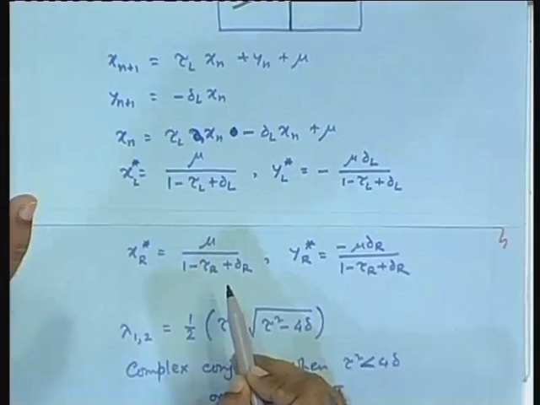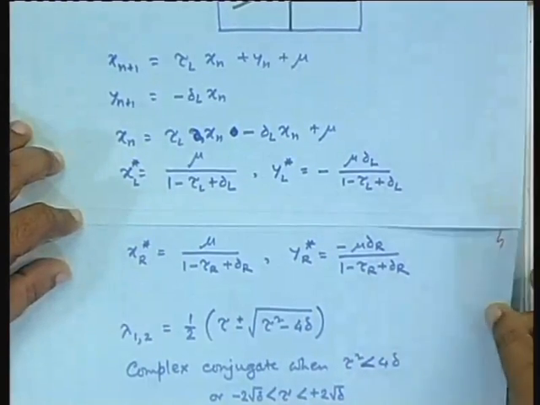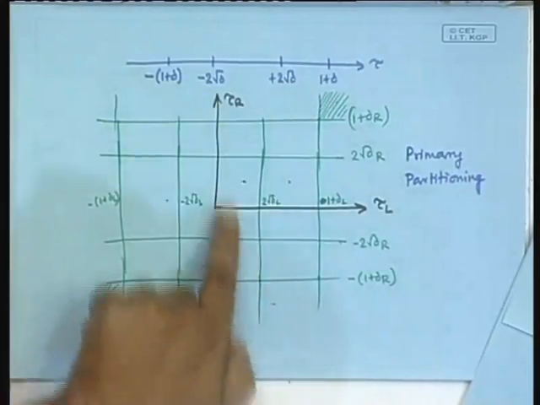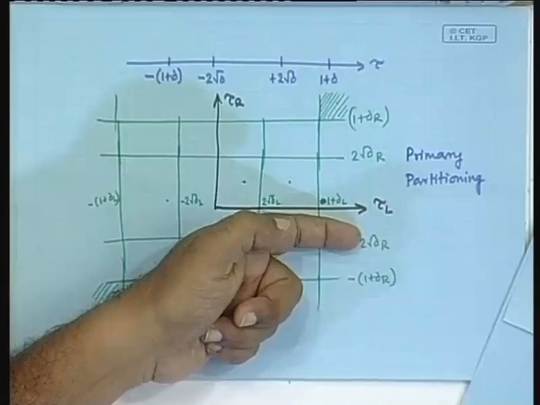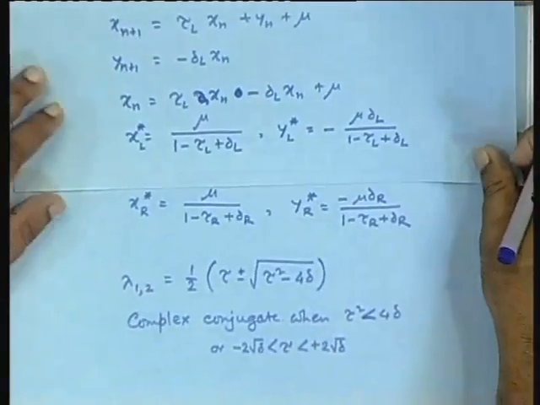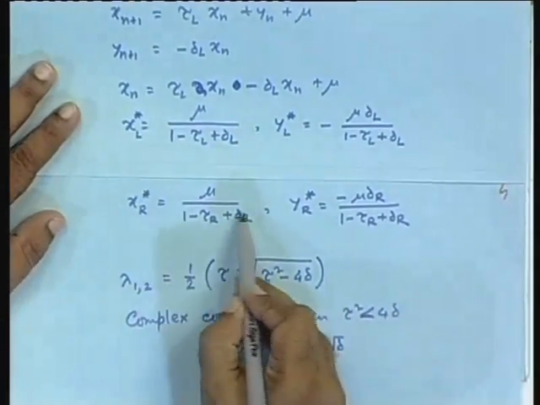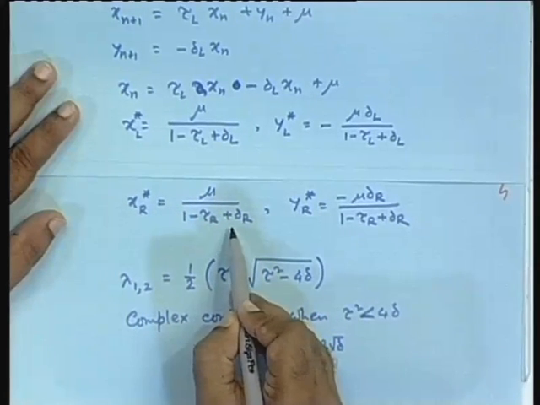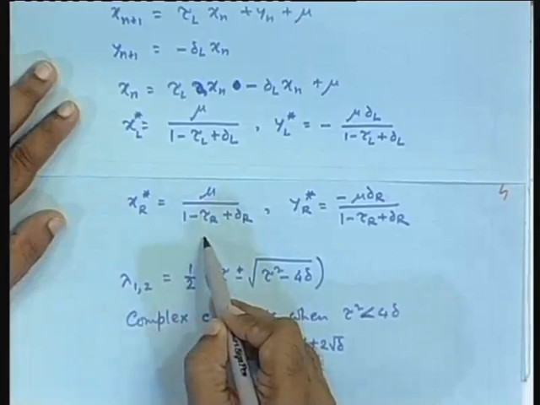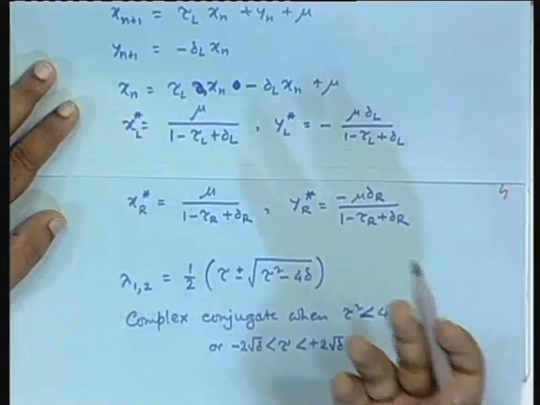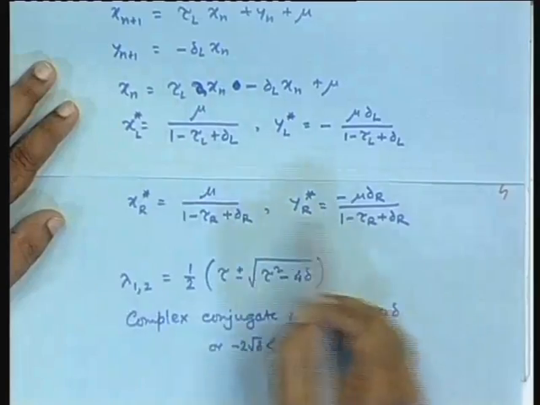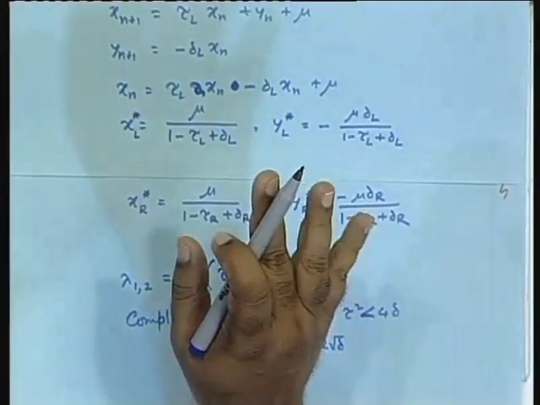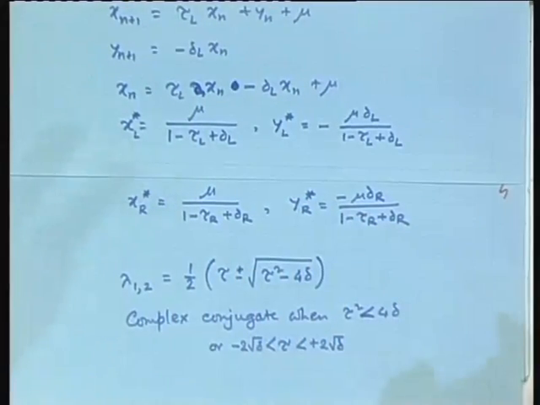Tau R was, let us look at it again. Yeah, tau R was less than 1 plus delta R, right. Tau R is less than 1 plus delta R means this is positive, the denominator is positive. So this fixed point will exist so long as mu is positive, which means that for mu negative none of these fixed points exist, and both the fixed points exist for mu positive. Okay.